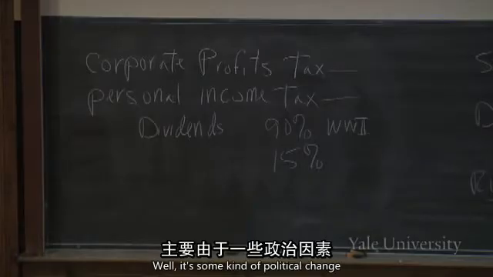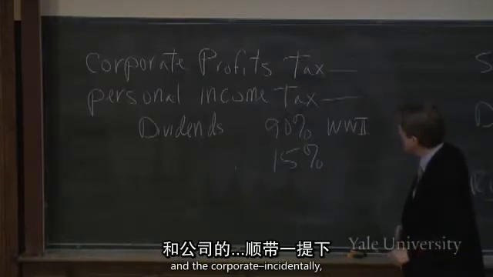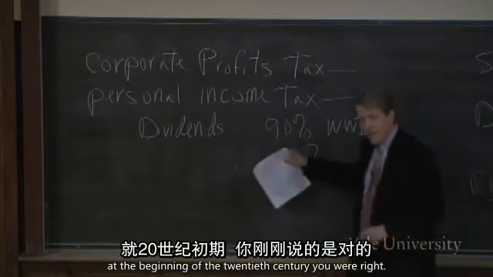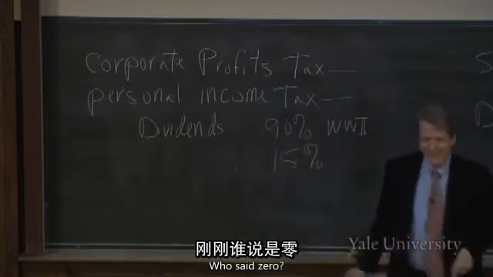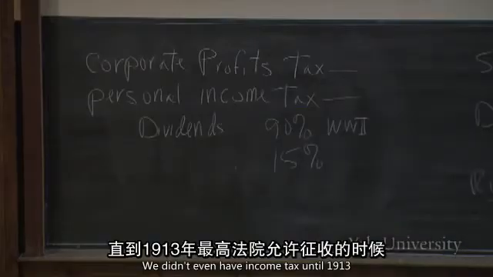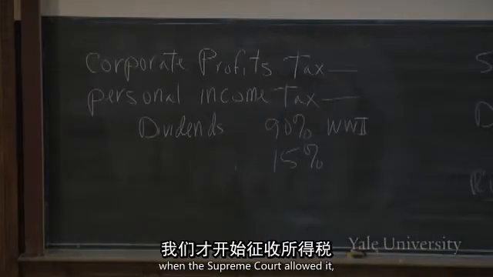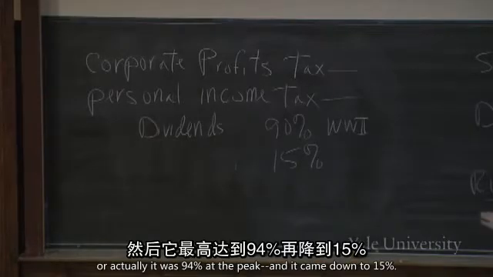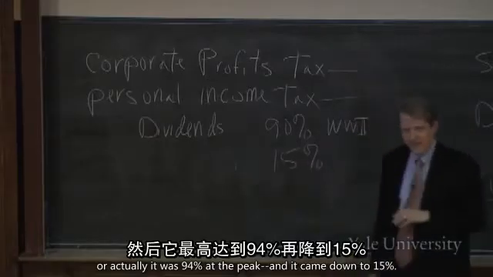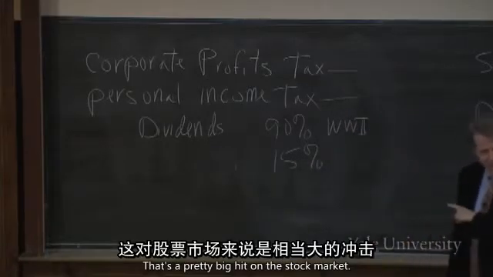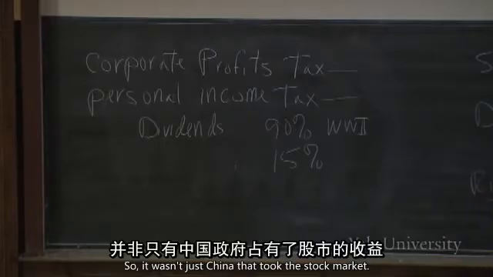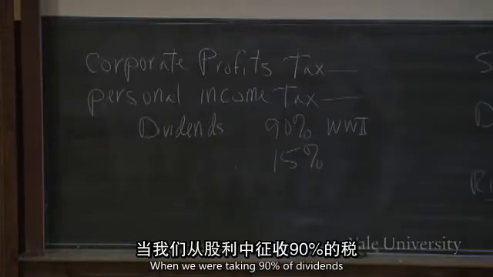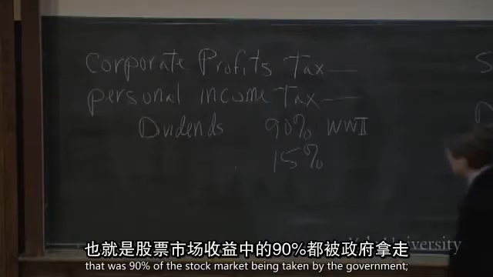Why did it do that? Well, it's some kind of political change. And incidentally, at the beginning of the 20th century, whoever said 0 was right. We didn't even have an income tax until 1913 when the Supreme Court allowed it. So it was 0. Then it went up to 90%, or actually 94% at the peak. It came down to 15%. Okay, that's a pretty big hit on the stock market. So it wasn't just China that took the stock market. When we were taking 90% of dividends, 90% of the stock market was being taken by the government.